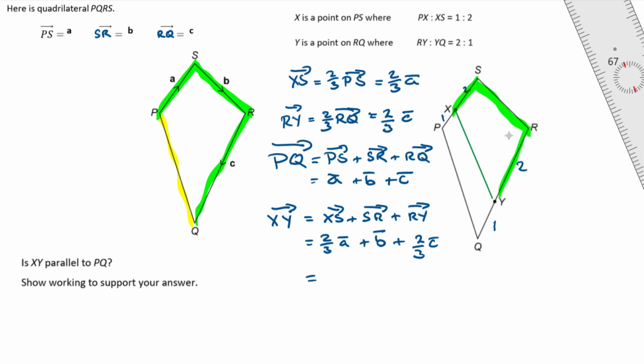So I can say that vector X to Y is not some multiple of vector P to Q, and therefore they are not parallel.